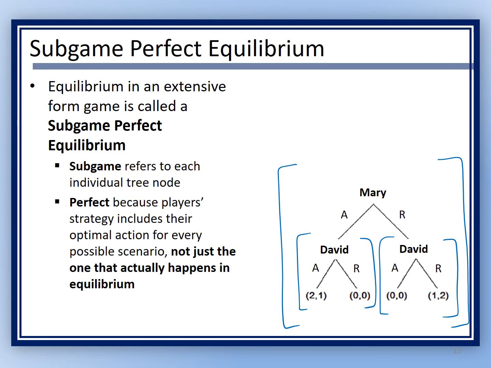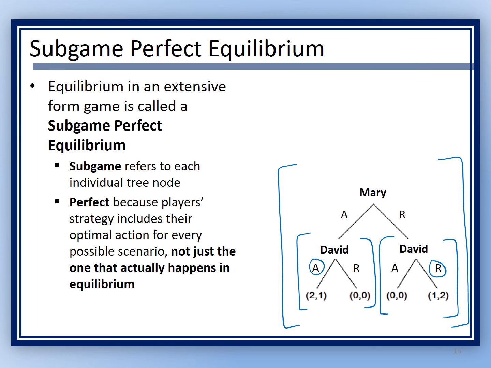Perfect. Subgame perfect. So the perfect refers to the strategy. The strategy each player chooses within a subgame has to be optimal in that game. In other words, David is always going to choose what's best, given what has already happened. In this case, David is going to choose the action movie. In this case, David is going to choose the romance movie.